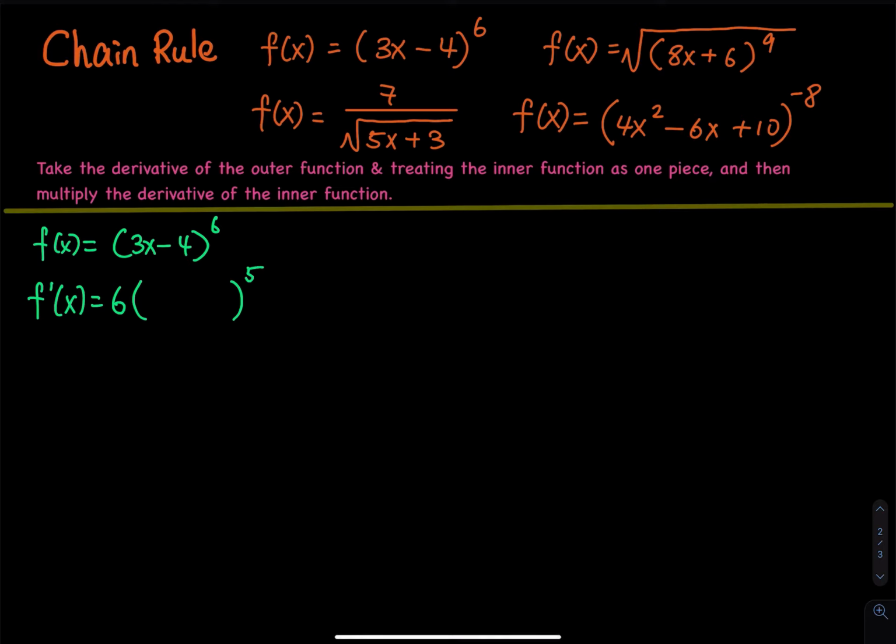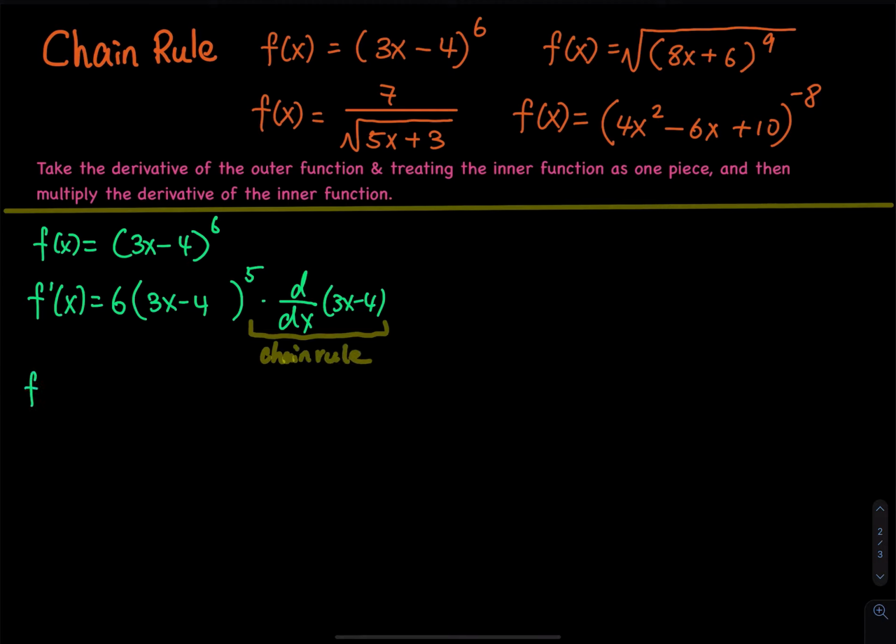So this is the simple power rule. And then you multiply by the derivative of the inner function. So what's the inner function? The inner function is a linear function, 3x minus 4. So we are taking the derivative of 3x minus 4. When you do this part, you are using chain rule. And then you just take the derivative.